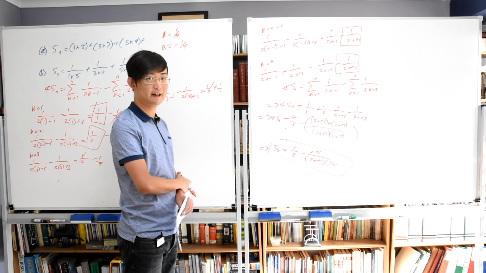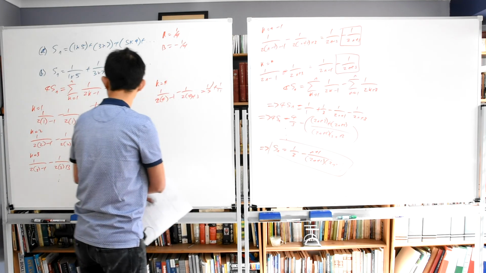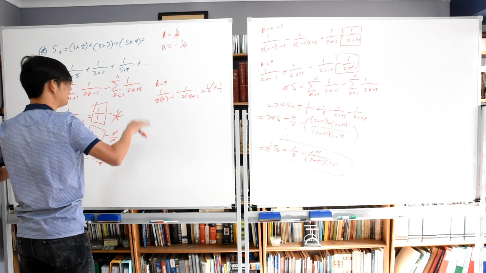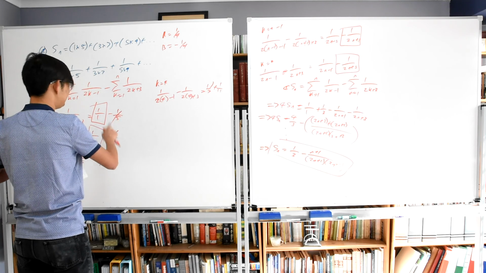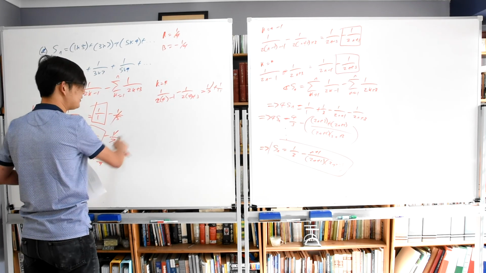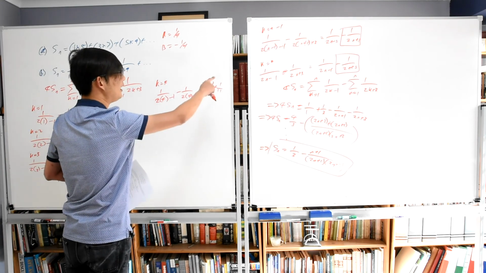This is known as the method of differences, because we really just put all the k values in to extract every term to hopefully have things cancel off. In this case, the 1 upon 5 and this 1 upon 5 cancelled off, 1 upon 7 and that 1 upon 7 cancelled off, and so on.